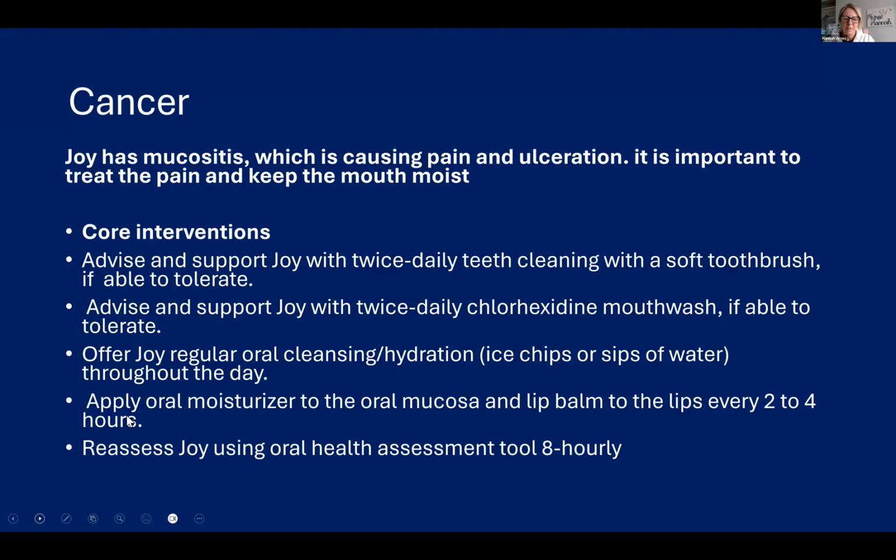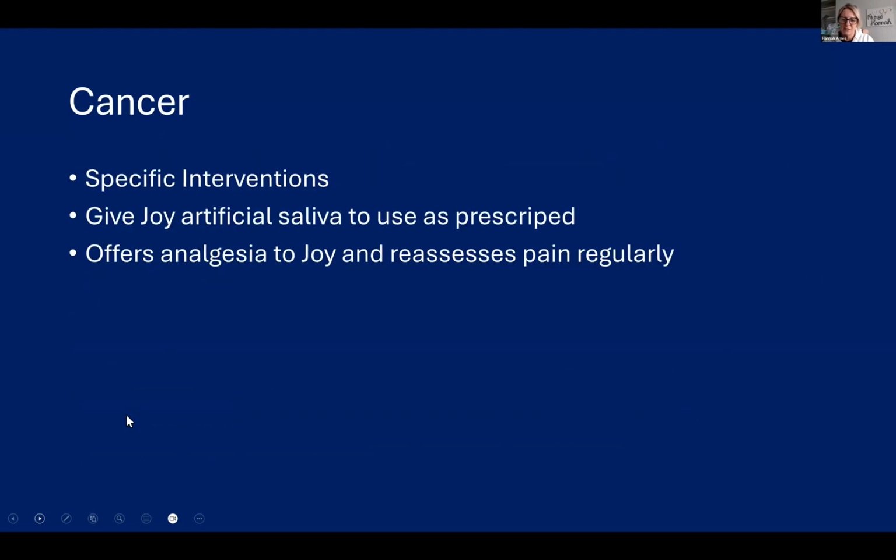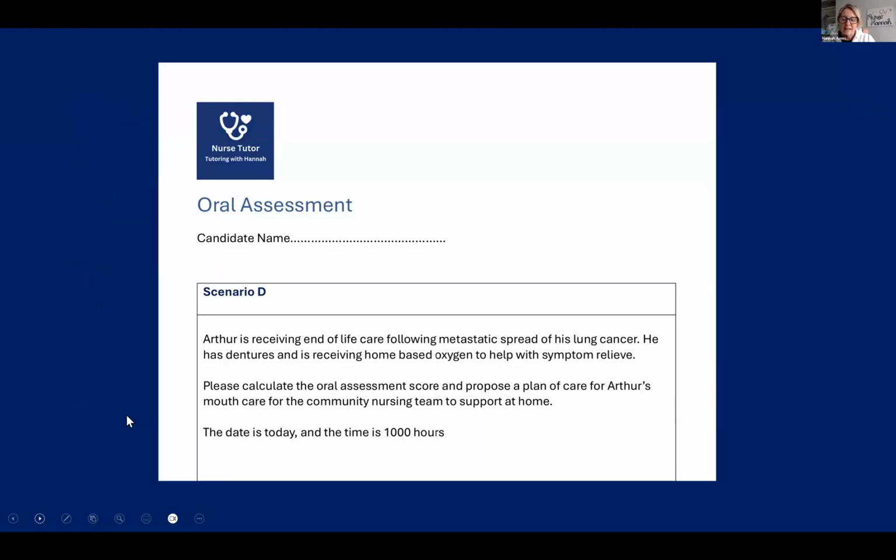Specific interventions, we might give artificial saliva in this case, so it's normally in a can, you can spray it in the mouth and it just instantly moistens the mouth. And really important here that we arrange some analgesia because the mouth's very painful, and obviously if it's very painful it's going to limit mouth care and oral intake, so we want to get the pain addressed.